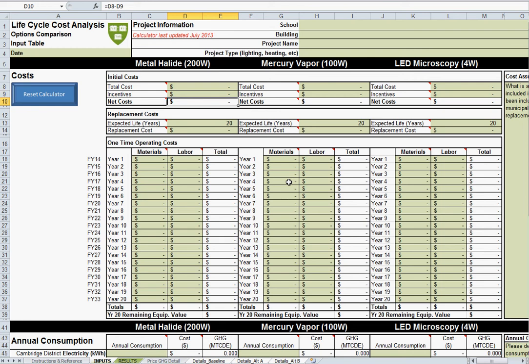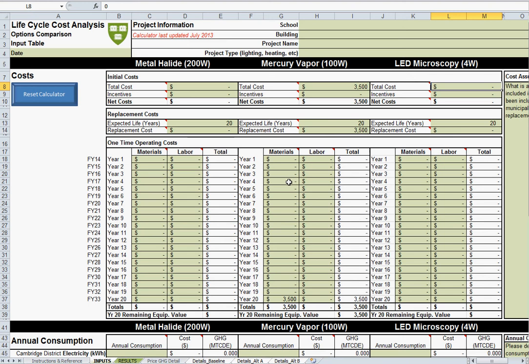The result of that, there's no incentives for an existing system, and our net cost is zero. For the mercury vapor lamp, we actually have a cost of $3,500 to purchase that, and as you see, we'll get some energy savings. There's no incentives available for the mercury vapor lamp.